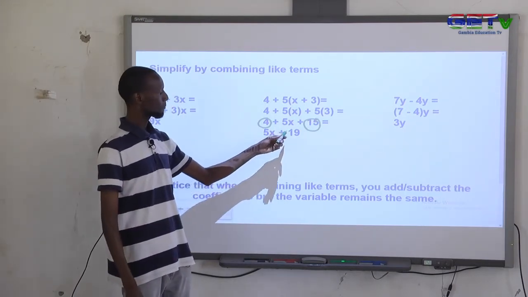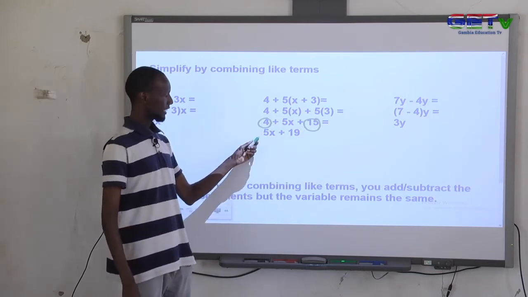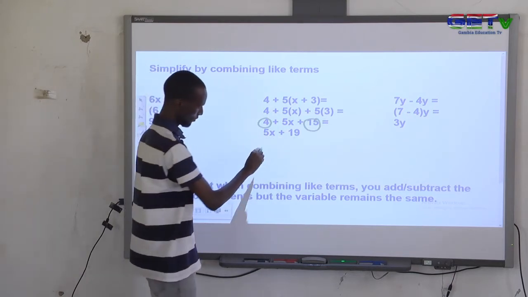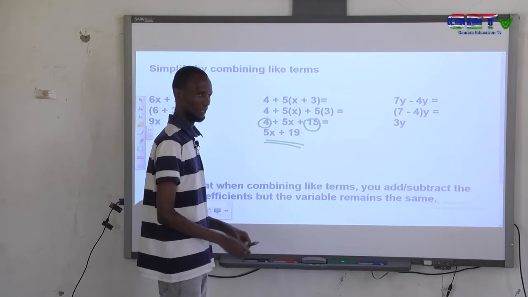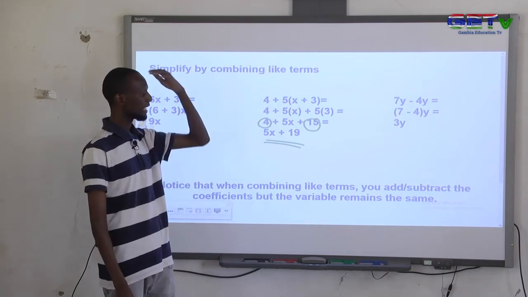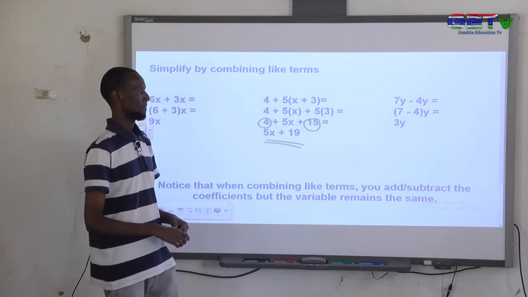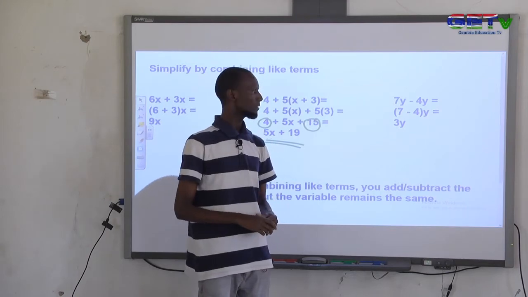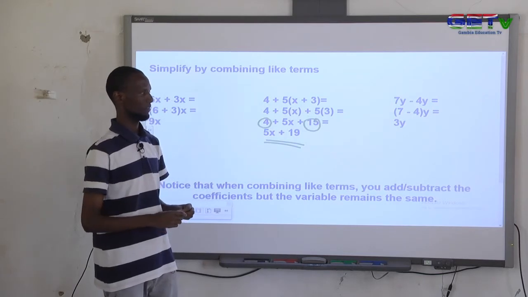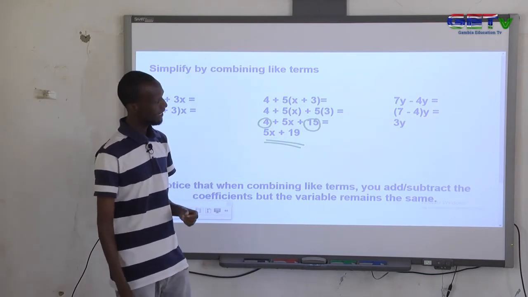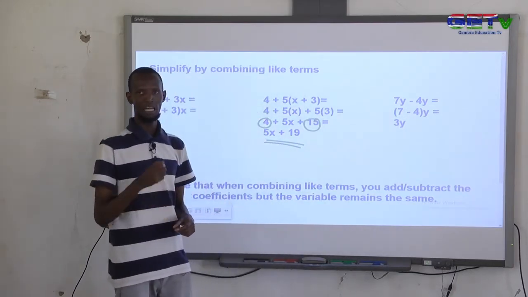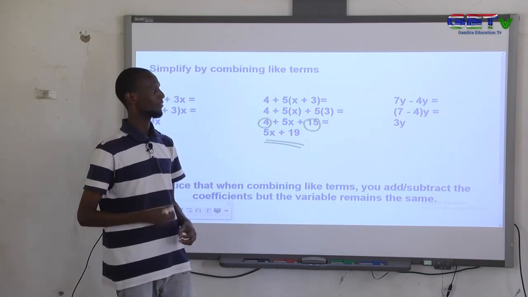And 5x plus 19, the 2 terms here are not like. So because they are not like terms, we cannot add them. That becomes our solution. You cannot add unlike terms. Then the third example we have there, 7y minus 4y. First, we need to determine, are they like terms? Yes, they are like terms because their variables are the same, and then the powers to the variables are also the same. So they are like terms, so we know we can combine them.